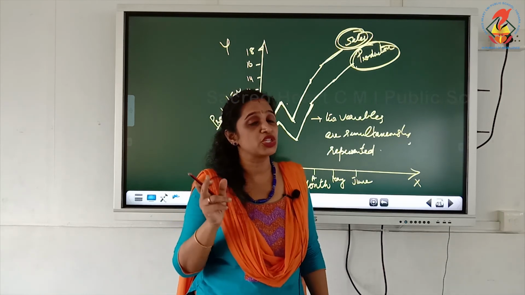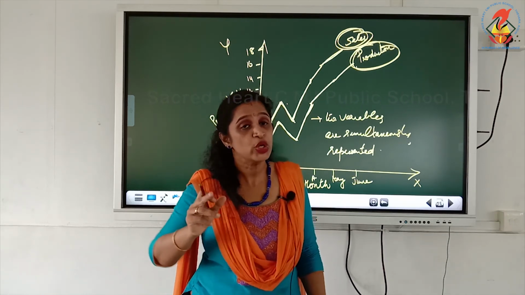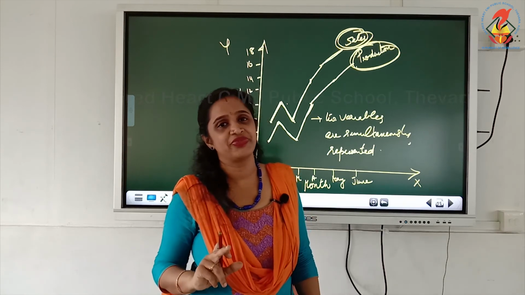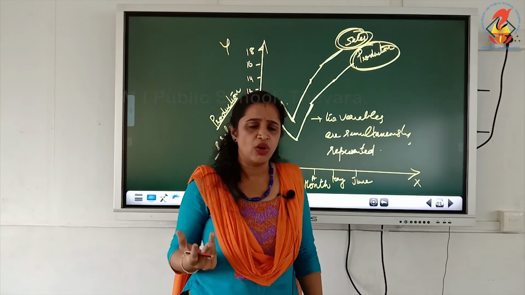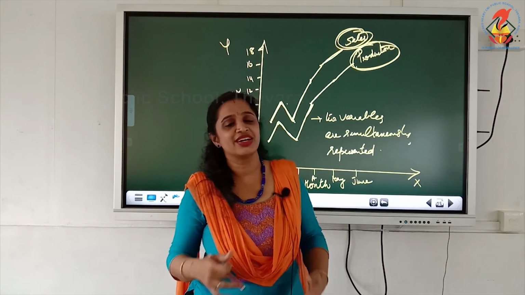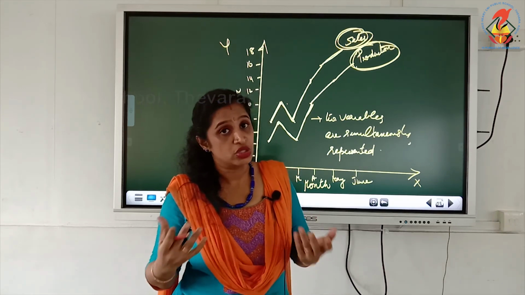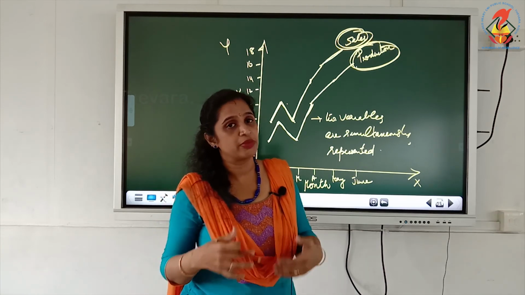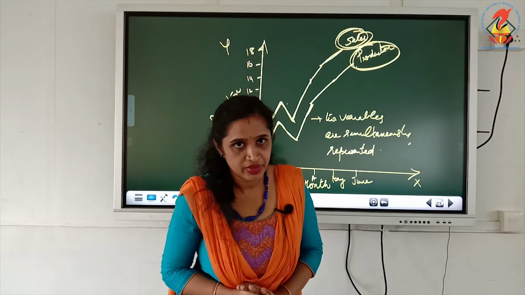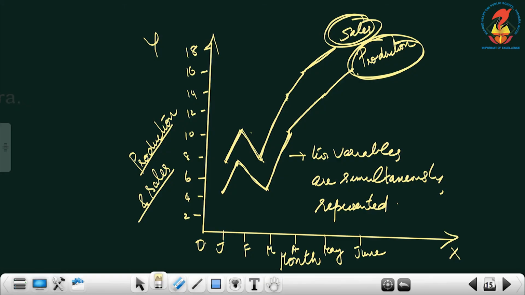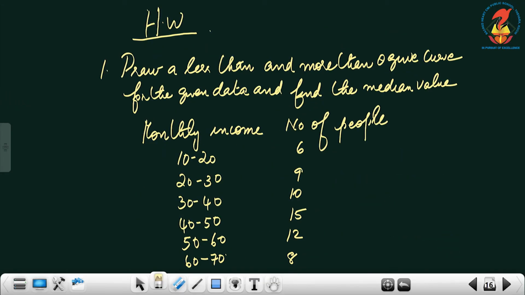As it represents two variables, it is known as a two variable graph, an arithmetic line graph with two variables. Likewise, you can represent the arithmetic line graph with more than two variables, that means 3, 4 or 5 accordingly. Now with this we have completed the chapter, and I have given homework for you.